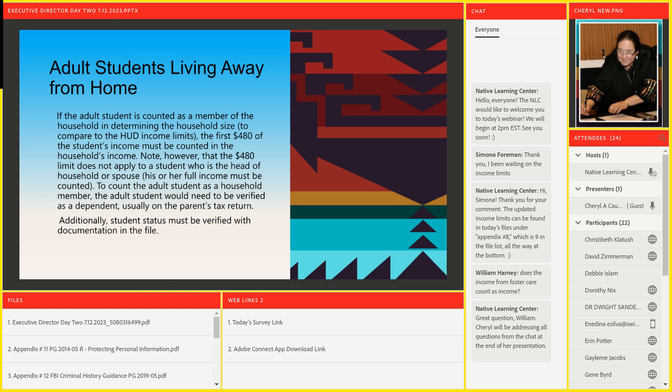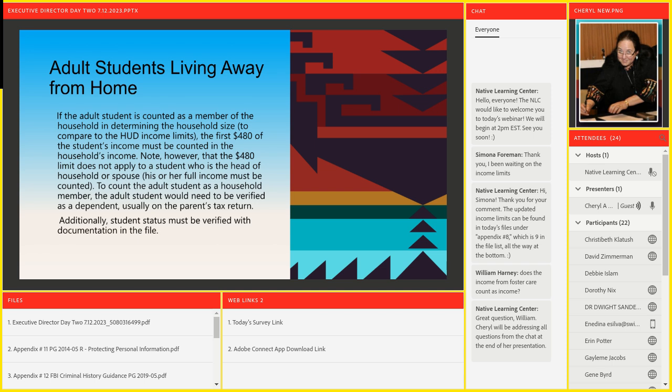Note that that 480 limit does not apply to a student who is the head of household or the sole occupant or the spouse. You got to count that full income, okay? To count the adult student as a household member, the adult student would need to be verified as a dependent, usually on the parent's tax return. So it gets kind of spicy there.